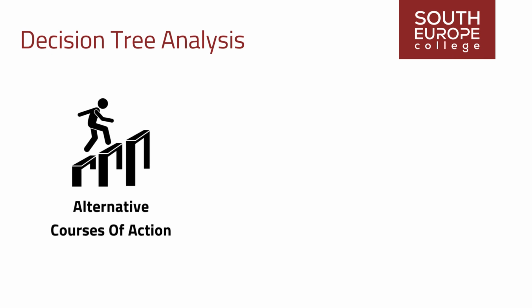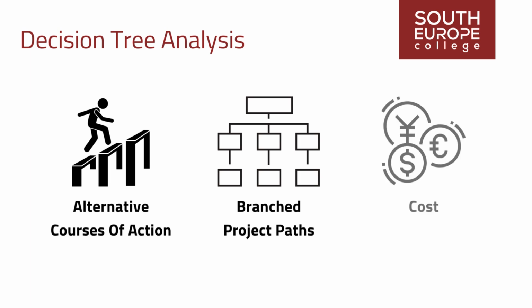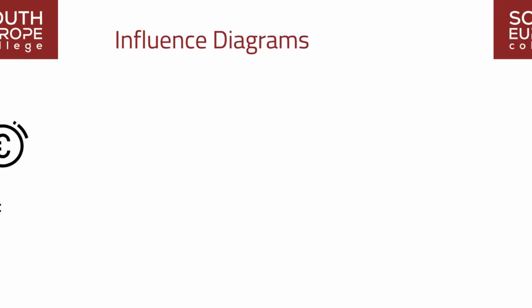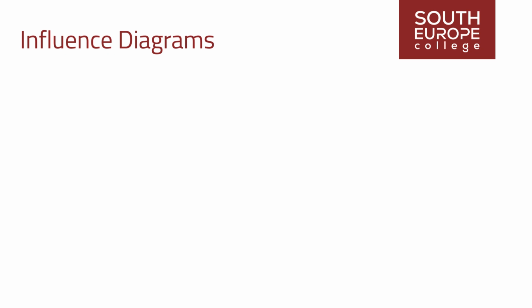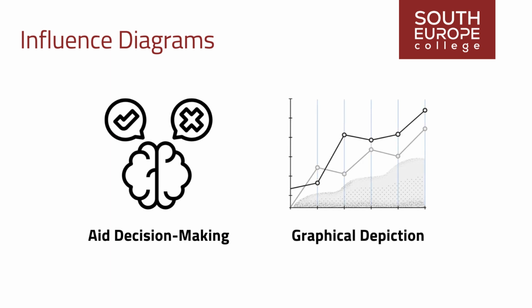Decision trees illustrate different project paths with branches, representing various decisions or events, each associated with costs and individual project risks. Influence diagrams aid decision-making under uncertainty through graphical representation. Entities, outcomes, and influences in a project or situation are graphically depicted, incorporating relationships and effects.